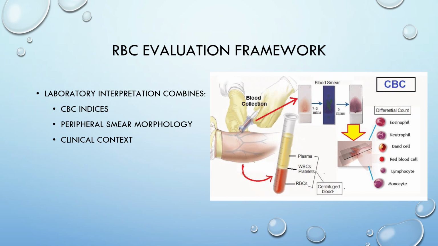Next, we examine peripheral smear morphology. This is where the microscope becomes incredibly valuable. The smear allows us to visually confirm what the CBC indices suggest and sometimes detect abnormalities that automated analyzers may miss. For example, the CBC might tell us that the cells are microcytic, but the smear might reveal target cells, basophilic stippling, or anisopoikilocytosis, which helps narrow down the underlying cause.